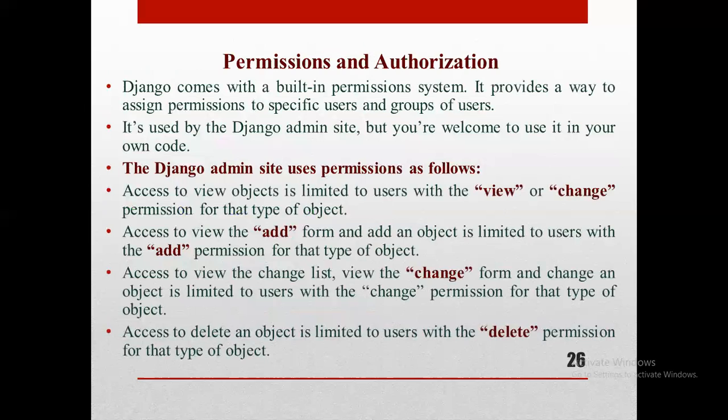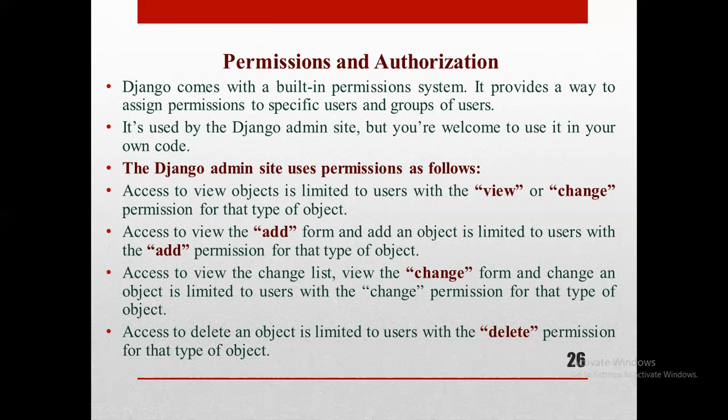Then permissions and authorizations. Django comes with a built-in permission system. We have built-in permissions. It provides a way to assign permissions to specific users and groups of users. It is used by the Django admin site, but you are welcome to use it in your own code. You can set permissions in your own code.